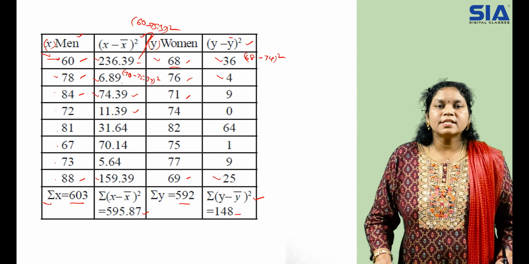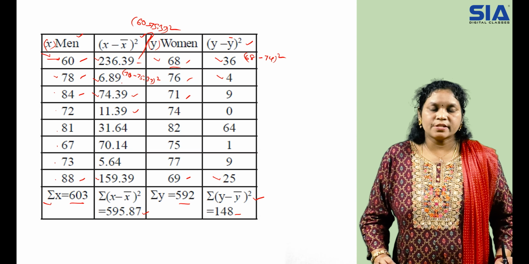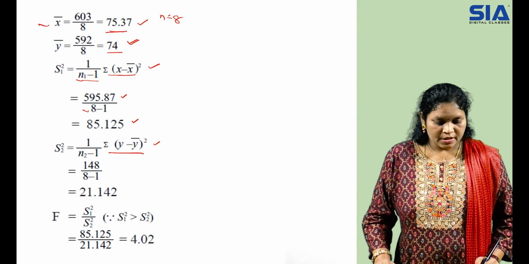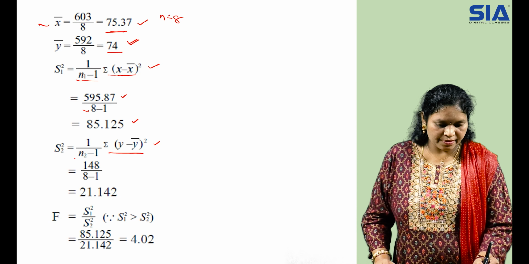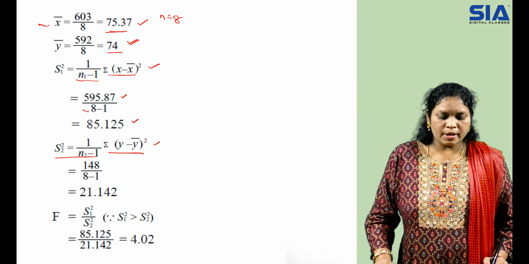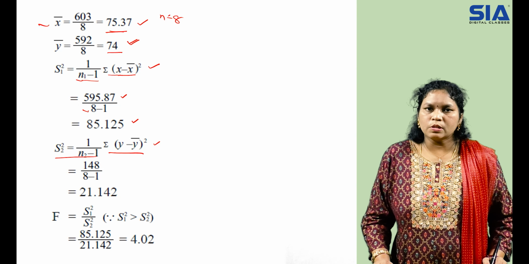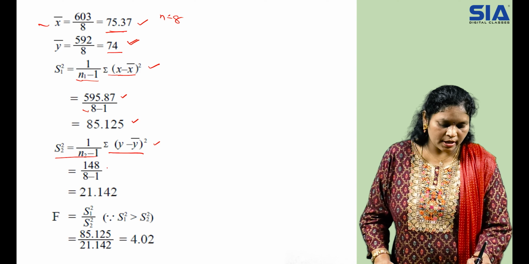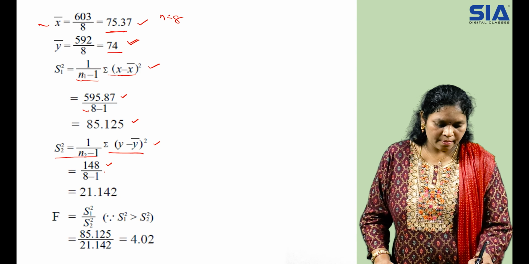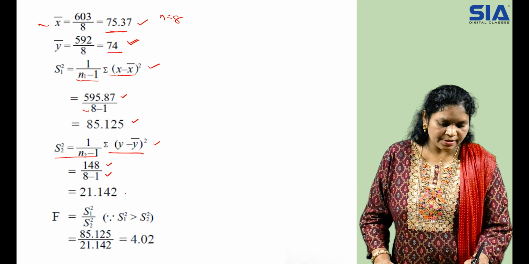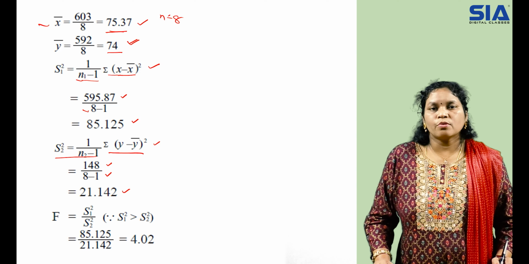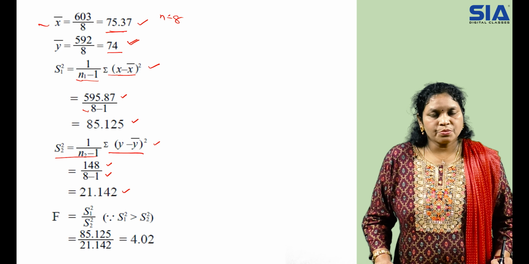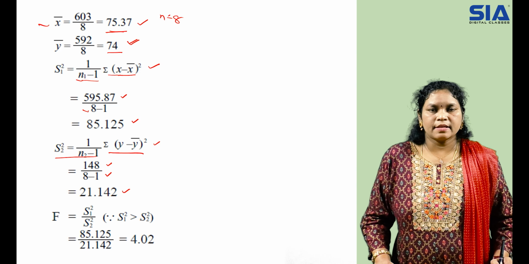Now let us utilize this value and get S1 square. The S1 square formula, we know this one, I wrote here: 1 by (n2 minus 1) summation (y minus y bar) whole square, right? So substitute it here: summation (y minus y bar) whole square we got as 148, divided by 8 minus 1. You'll get the answer as 21.142. So we got S1 square and S2 square, both answers are there with us.